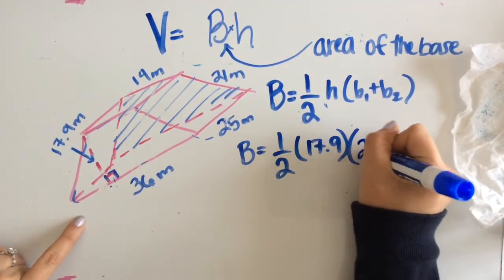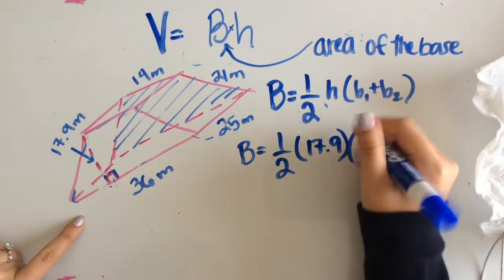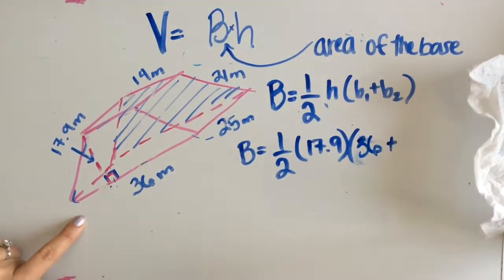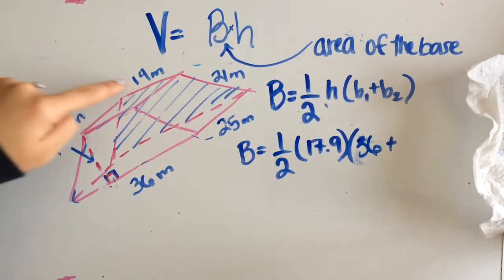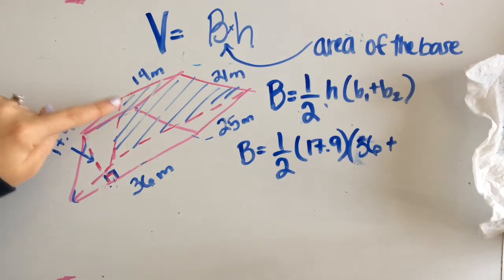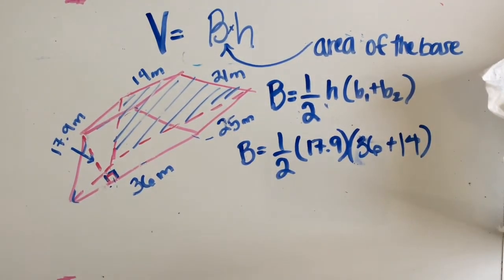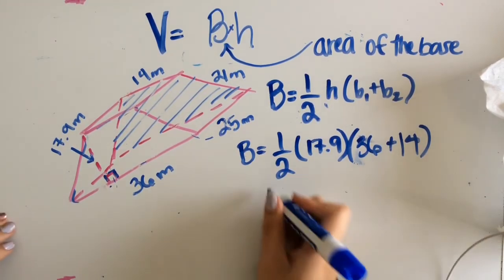So that is 36. One of them is 36 meters long. And plus the top one is 14 meters long. If these two are congruent to one another, then if that's 14 meters, that's also 14 meters. So that is how I find the area of my trapezoid base. So I am just going to calculate it out and punch it in my calculator.